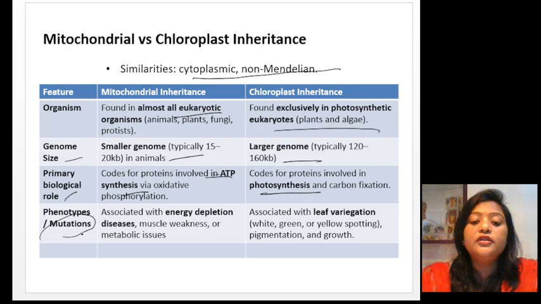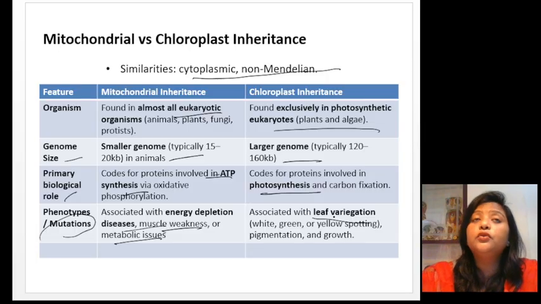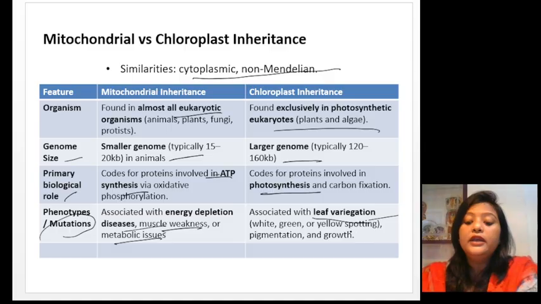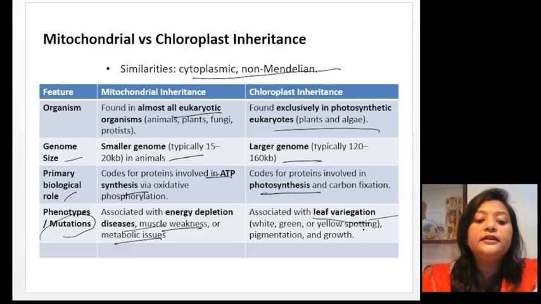What are the mutations here? Since mitochondria are related to energy, mutations cause muscle weakness and metabolic issues, leading to energy depletion diseases. And for chloroplast, what will occur? We have done CMS, then leaf variegation, which also affects the capturing of light energy, remember? So all these will be the diseases, mutations or phenotypes.